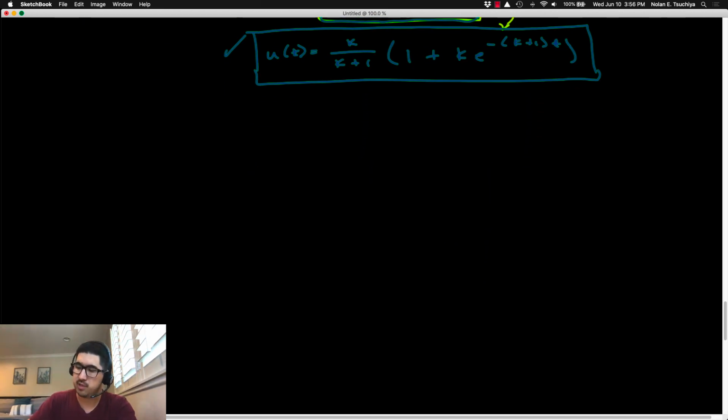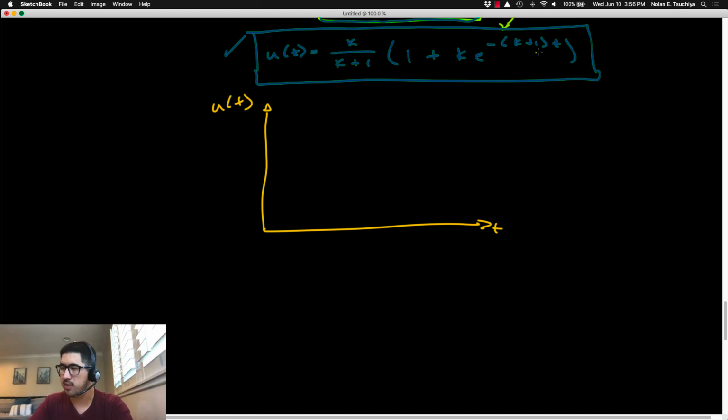Now, if we look at what this function looks like as a function of time, this is going to be u of t as a function of time. Let's say when t is equal to 0, I've got 1 plus k e to the 0. E to the 0 is 1. So I've got k plus 1 times k over k plus 1 again. So at t equals 0, the initial value for u of t is actually equal to k. When t equals 0, u of 0 is actually equal to k itself. And k, again, is the gain in our controller. Then, as time goes on, this exponential will decay to 0, and so we'll be left with the final value of k over k plus 1, like so.